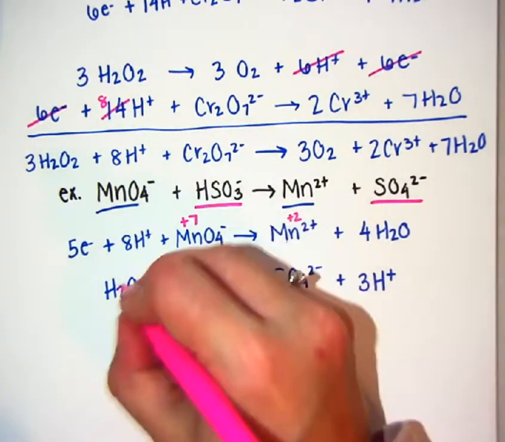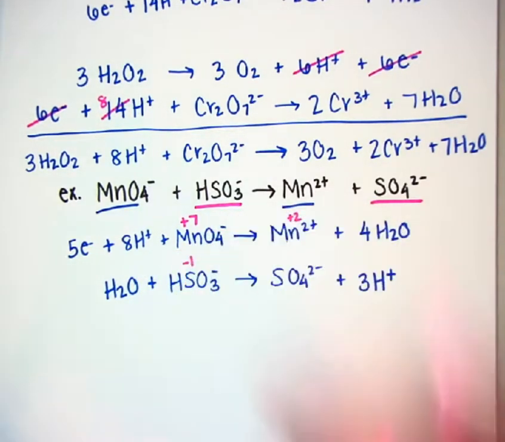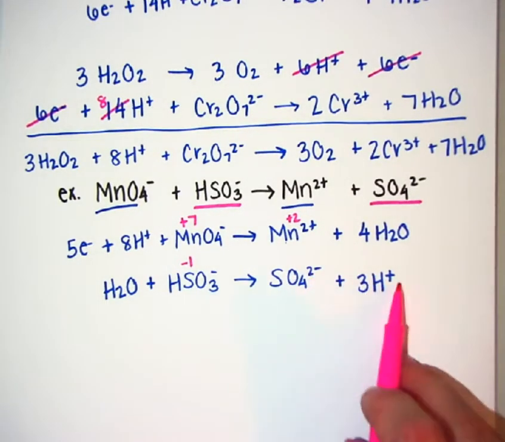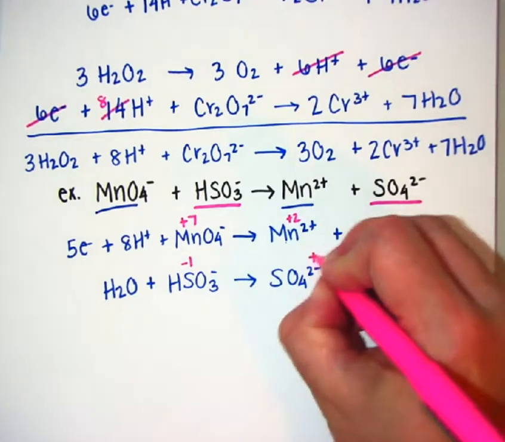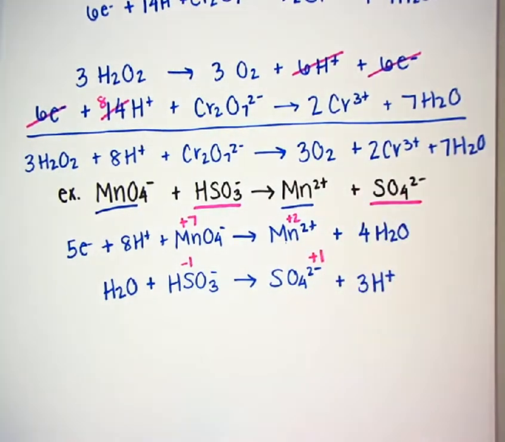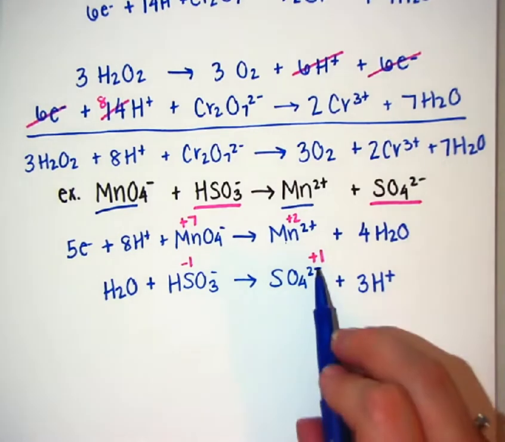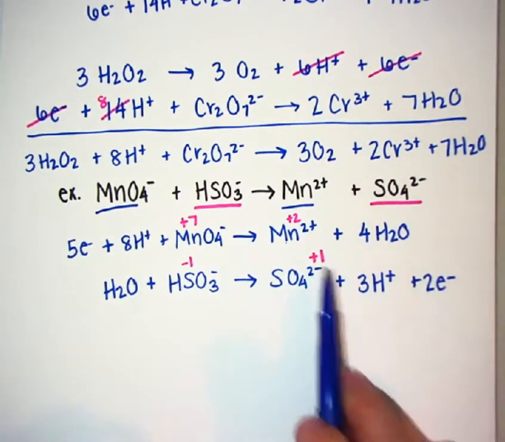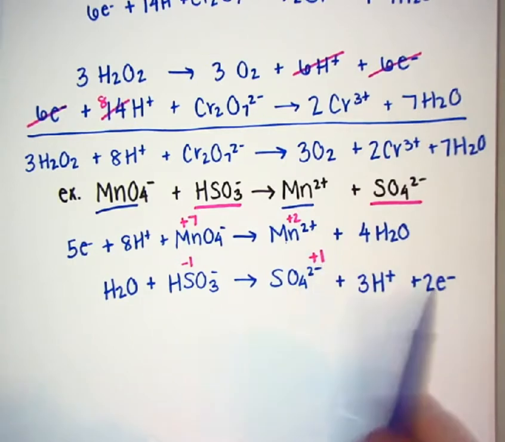Here my charge is neutral and negative 1. Here I have a negative 2 and a positive 3. So I need to bring this down to a negative 1. I would need 2 electrons. Positive 1 minus 2 gets me to negative 1.